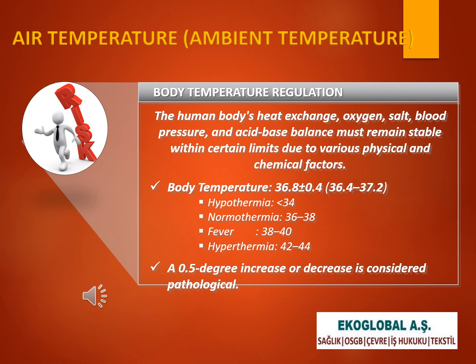Body temperature regulation. The human body's heat exchange, oxygen, salt, blood pressure, and acid-base balance must remain stable within certain limits due to various physical and chemical factors. Body temperature: 36.8 to 37. Hypothermia: less than 34. Normothermia: 36 to 38. Fever: 38 to 40. Hyperthermia: 42 to 44. A 0.5 degree increase or decrease is considered pathological.